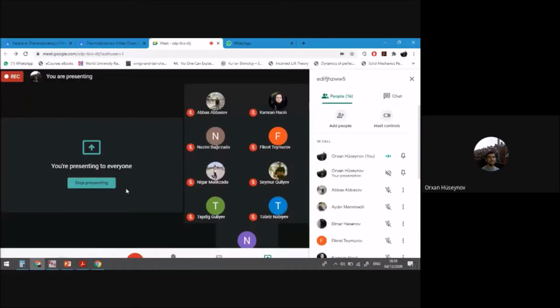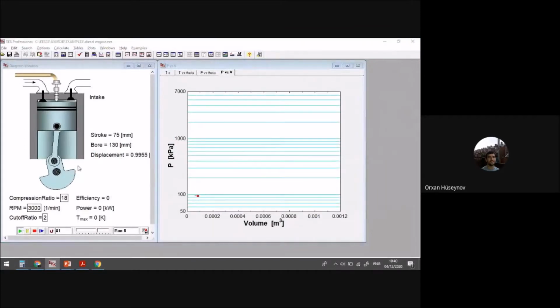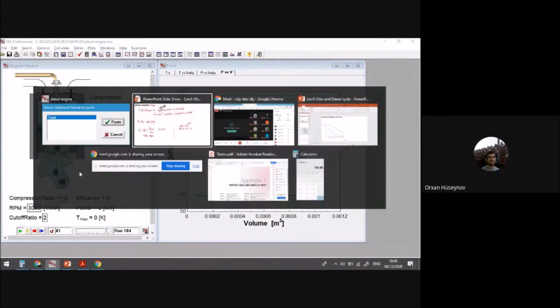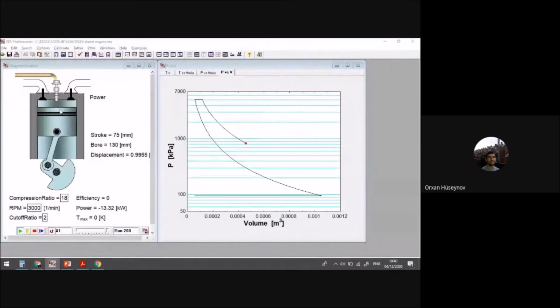Now you can see the animation of it. Let's have a look at it. So again, this one is the 4-stroke diesel engine. I will increase the speed a bit. So you will have the 4 stages, 4 strokes. You can see, and now you will have the intake.